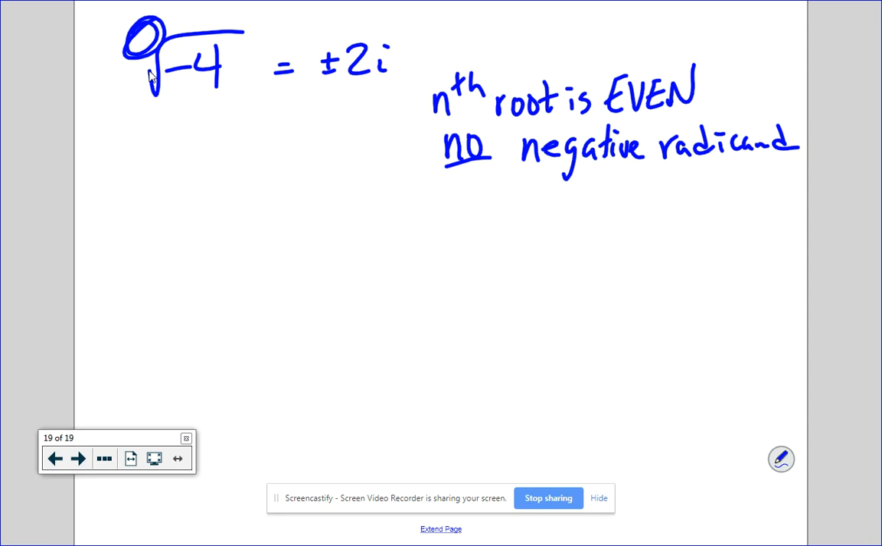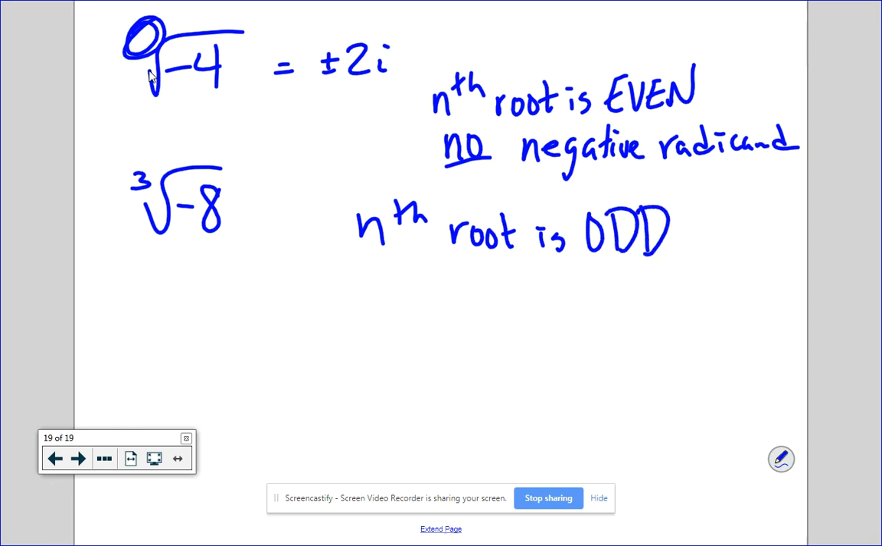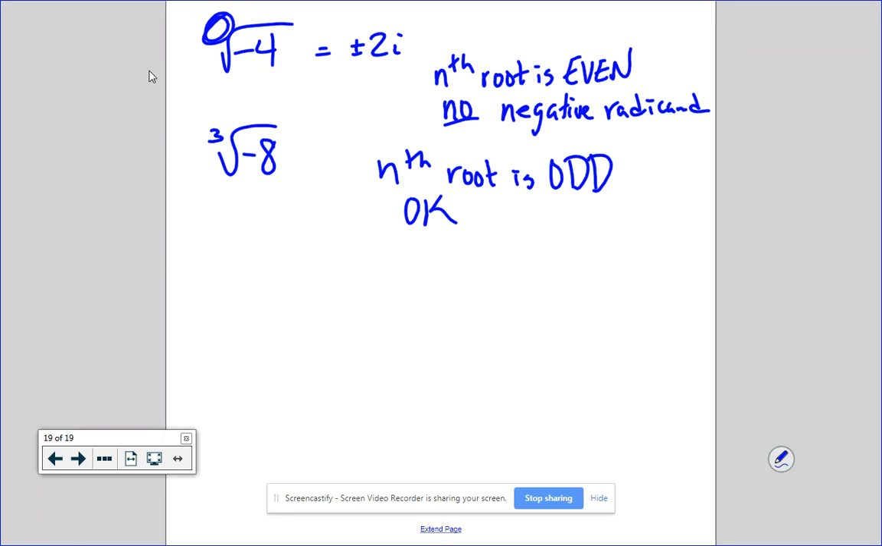Now, if that is odd, so if I have something like this, I can find that. So if your nth root is odd, that's okay. You can do that. How does that work? How that works is this. So I put -8 in the box. Put -8 in the box.